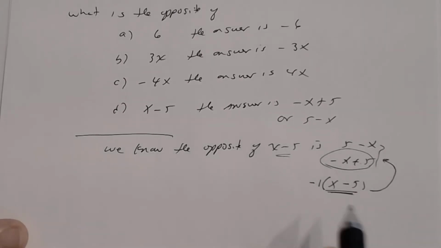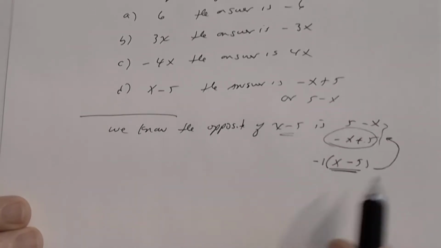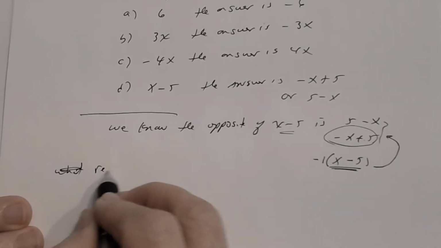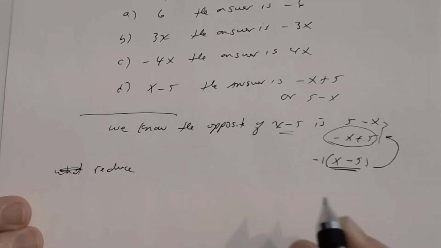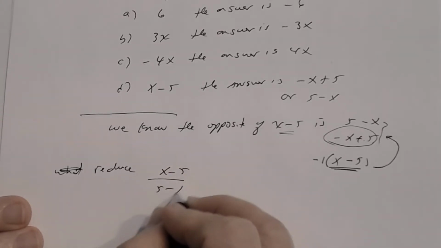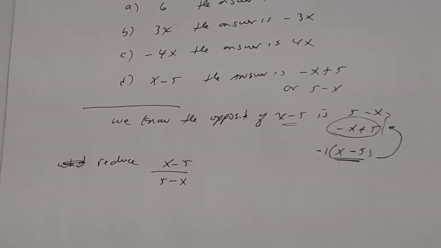Now, listen carefully to this then. What is, if I say reduce, x minus 5 divided by 5 minus x. What do you think that is? It's not 1, right? Because those are not identical. But what do you notice about x minus 5 and 5 minus x? And that's where we need to start thinking now. So we know that those are opposites. That's what we just talked about, right? So those are opposites. So that means this.